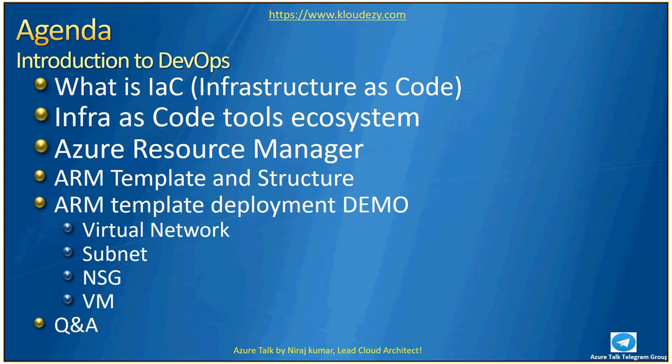We'll talk about the infrastructure as code tool ecosystem: what different tools are available which IT professionals or an organization can leverage to make IaC possible. We'll also talk about the infrastructure as code pipeline, the complete pipeline starting from the developer and going up to production. We'll talk about Azure Resource Manager, the Microsoft component which makes it possible to create a declarative template, so you can deploy your infrastructure as code in Azure.